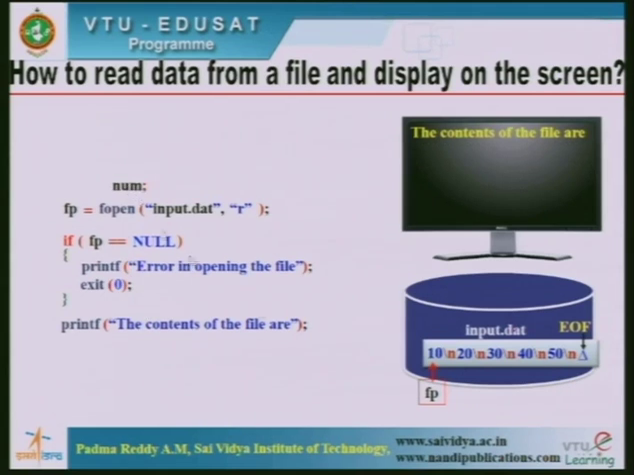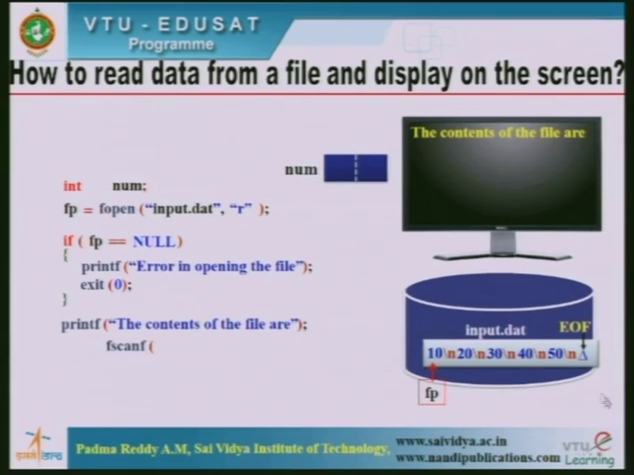Now, this num has to be read from the file and copied into a memory. So the name given to that memory is what? num. So num is of type integer. The moment I say int num, 2 bytes of memory will be allocated for the variable num.